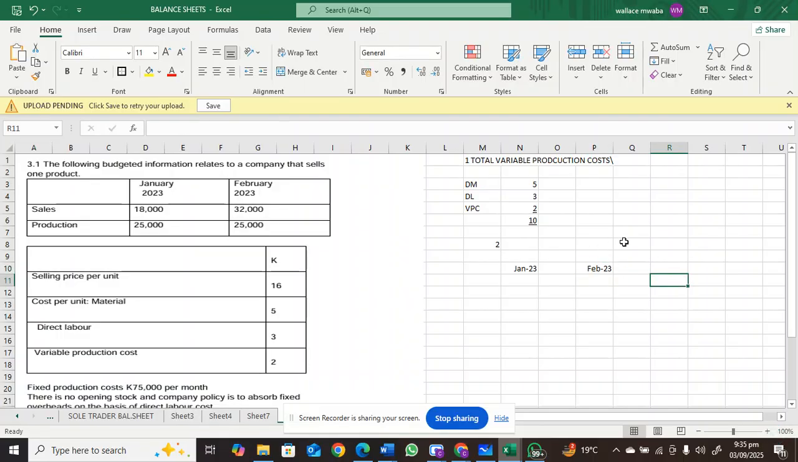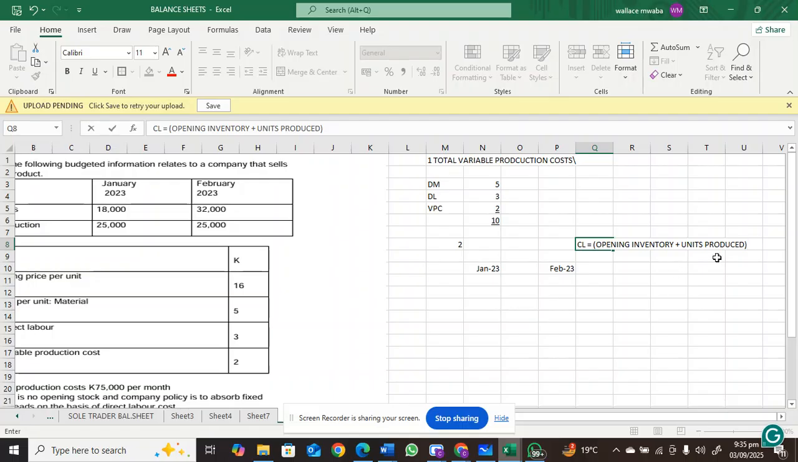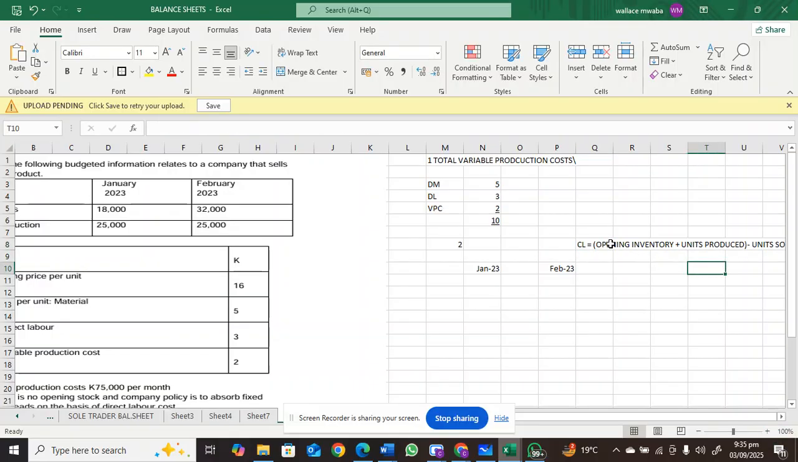Now the way we get our closing inventory: closing inventory equals opening inventory plus units produced minus units sold. That is how we get our closing inventory. So here in January we don't have any opening inventory.